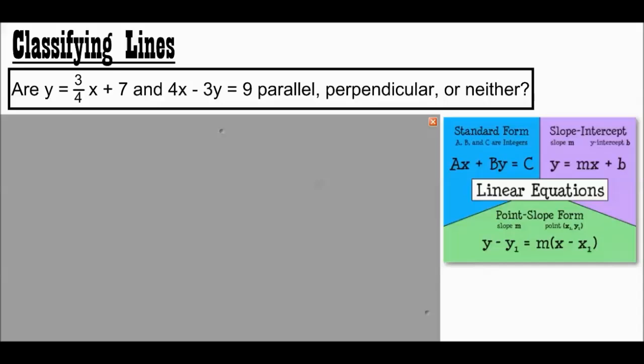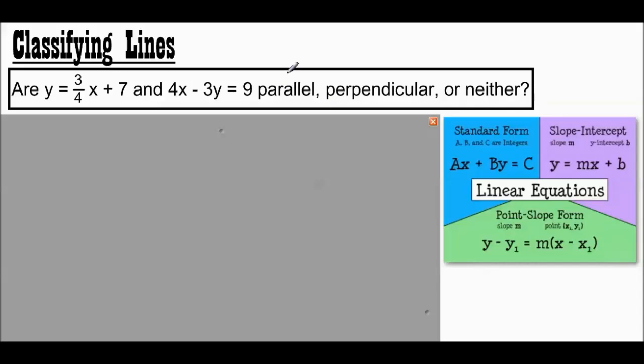So let's think about classifying lines. Here are two equations of lines. y equals 3/4 x plus 7. We have no visual of this, just an equation. And 4x minus 3y equals 9. Is this parallel, is it perpendicular, or is it neither?